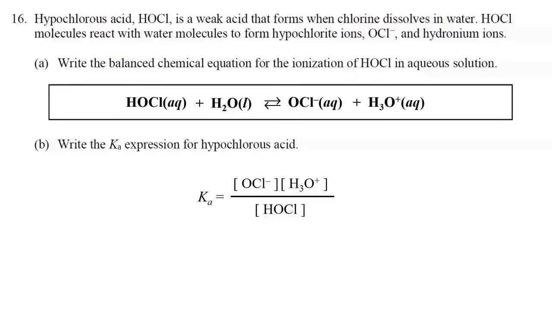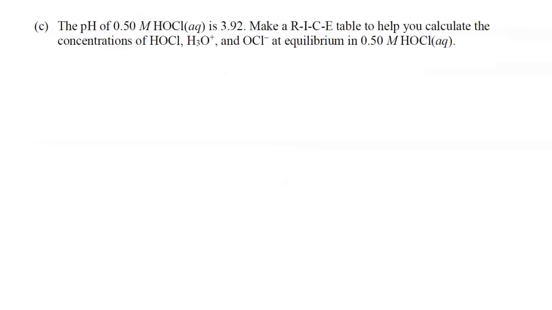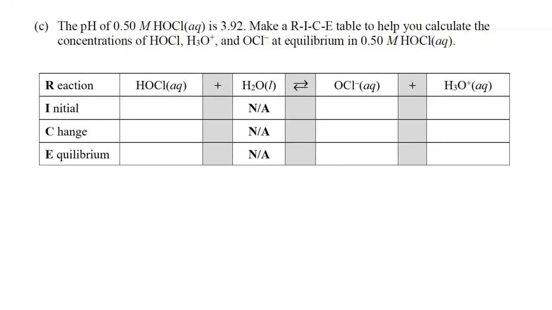Now, let's move on to part C of this question. Part C says the following. The pH of 0.50 molar hypochlorous acid is 3.92. Make a RICE table to help you calculate the concentrations of HOCl, the hydronium ion, and the hypochlorite ion, OCl-, at equilibrium in a solution of 0.50 molar hypochlorous acid. This RICE table that we're going to make now should look very similar to the RICE table that was created in question 15. So the first row of the RICE table is the reaction.